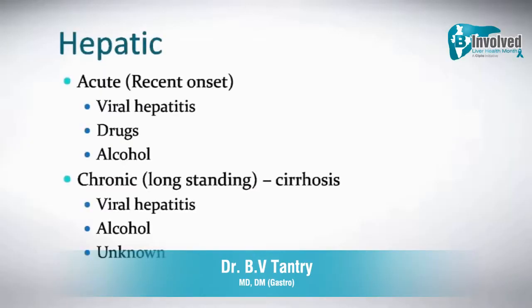What are the causes of hepatic jaundice? Now, hepatic jaundice occurs because of diseases of the liver. Basically, you will have two types of diseases: the acute, or recent onset, or short duration jaundice, and second, chronic or long standing jaundice. Now, the acute liver disease occurs mainly because of viruses, sometimes drugs, and sometimes because of alcohol.